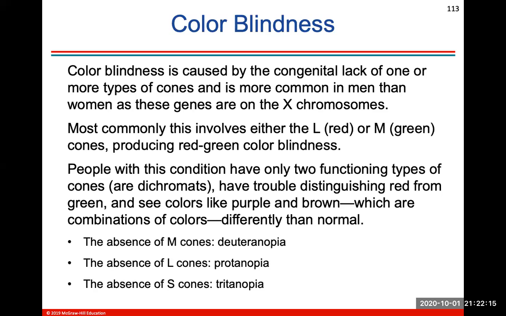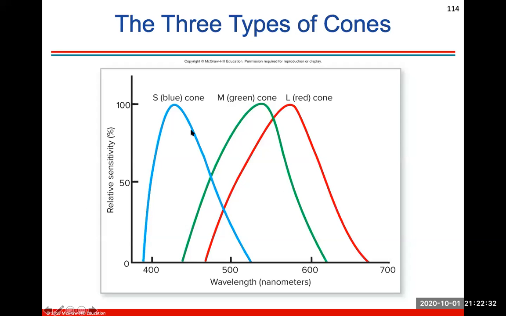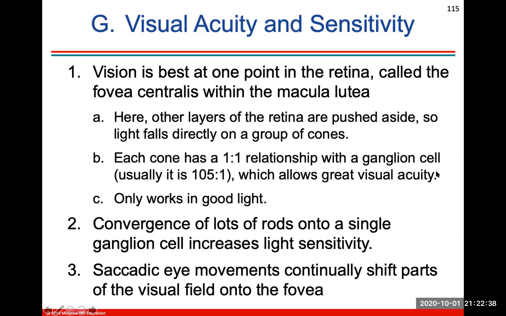If we were in class, we have little colorblind books that you could test yourself. People with this condition have only 2 functioning types of cones and have trouble distinguishing red from green, and see colors like purple and brown, which are combinations of colors. So these are the 3 different types of cones, and again, S, M, and L describe the lengths of their wavelengths.